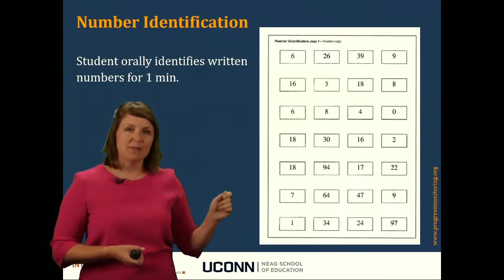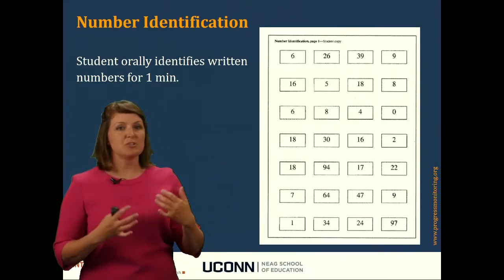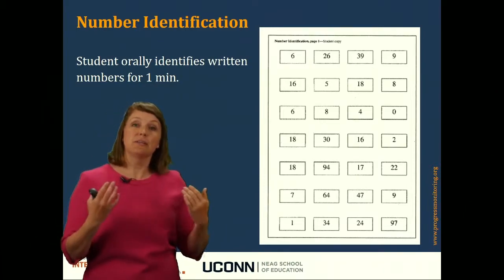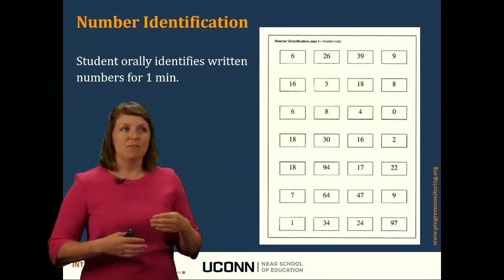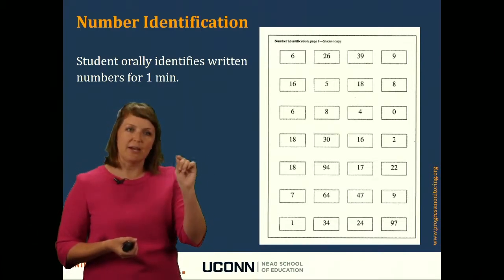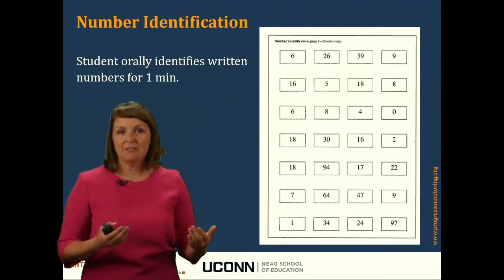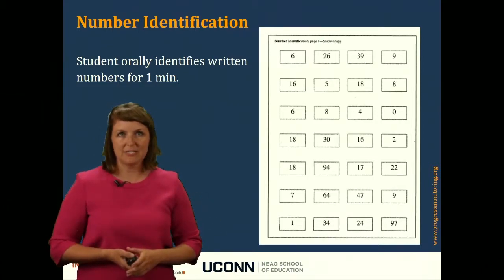And as they read them aloud, there is a teacher's score sheet, and the teacher just marks whether the student said the number correctly or whether they didn't say it correctly. If you want to get a little bit beyond just correct and incorrect, you can also write the mistakes that students make, and that can be used within an error analysis to inform instruction at a later time.